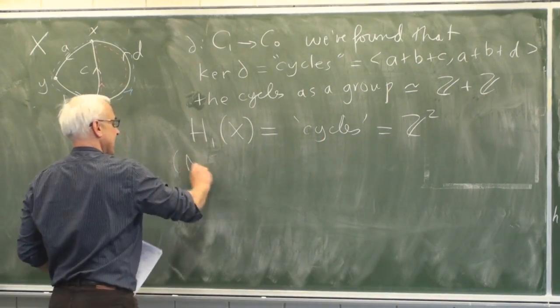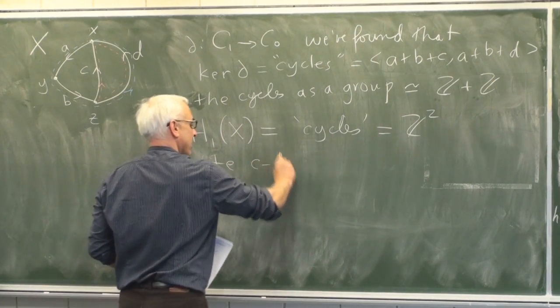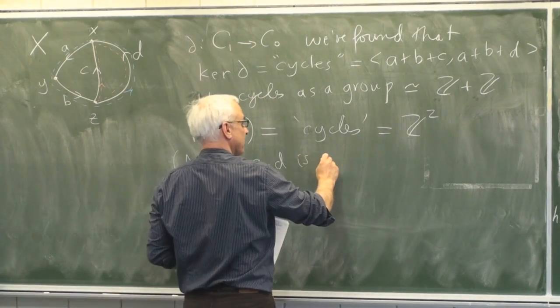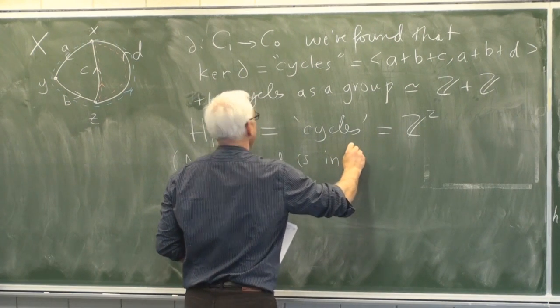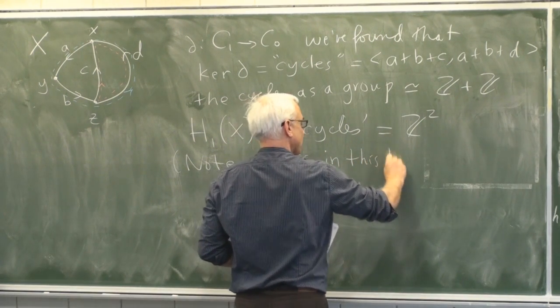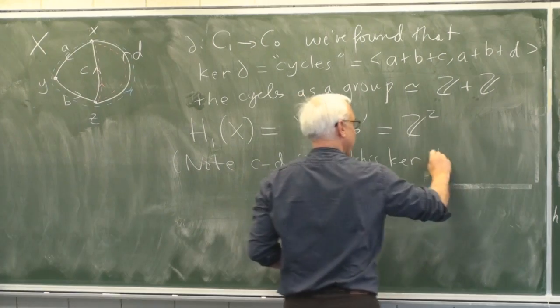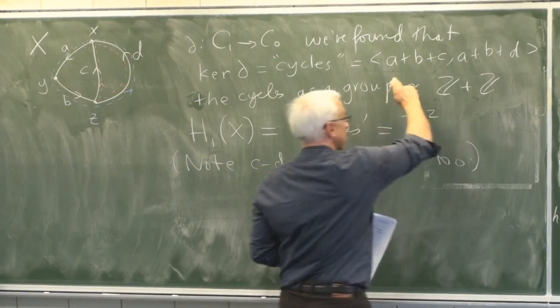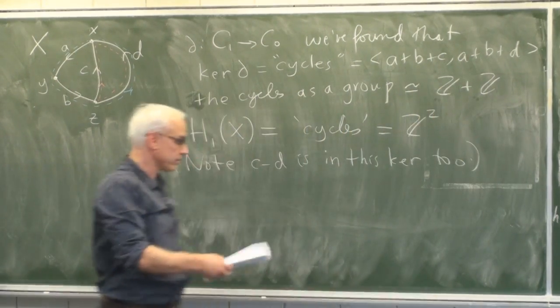Right. Note that C minus D is obviously in this kernel, too. Just a linear combination, this one minus this one.